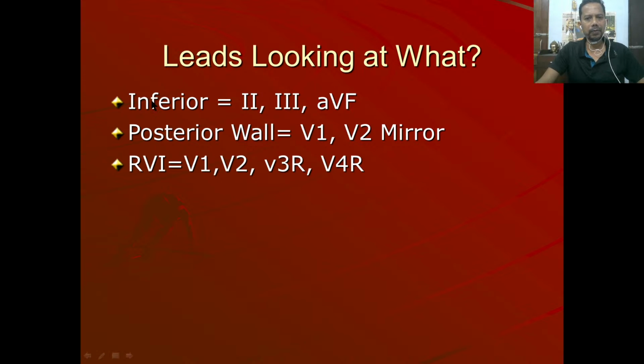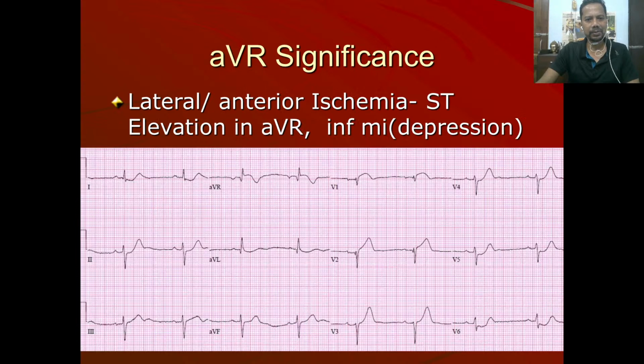Then for the inferior wall, look in lead 2, lead 3, AVF. Posterior wall shows mirror image changes in V1 and V2. Then right ventricular infarction you see in V1, V2, V3R, V4R. You have to learn it by heart. You can draw it again and again, and you can learn it.